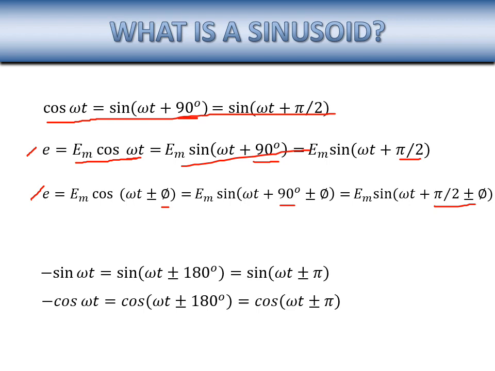Also take note of another trigonometric relation: if we have a negative sign, we can make it positive by simply adding plus or minus 180 degrees, or plus or minus pi radians, in the argument of the sine. The same goes for a negative cosine, which can be expressed as a positive cosine by adding or subtracting these.